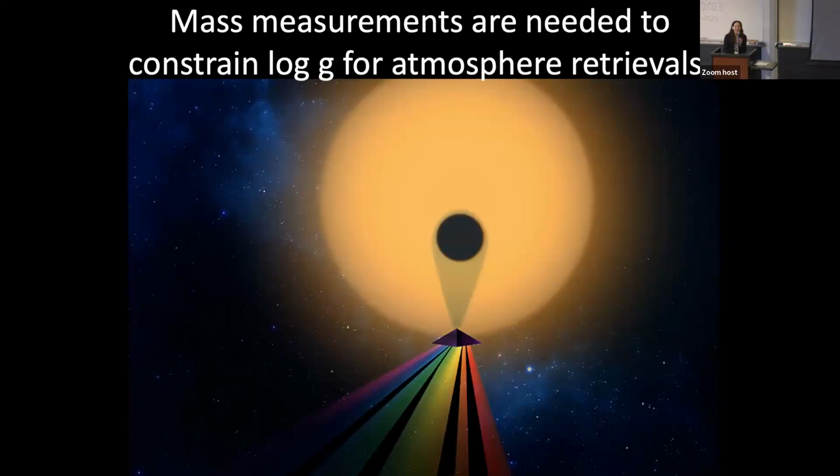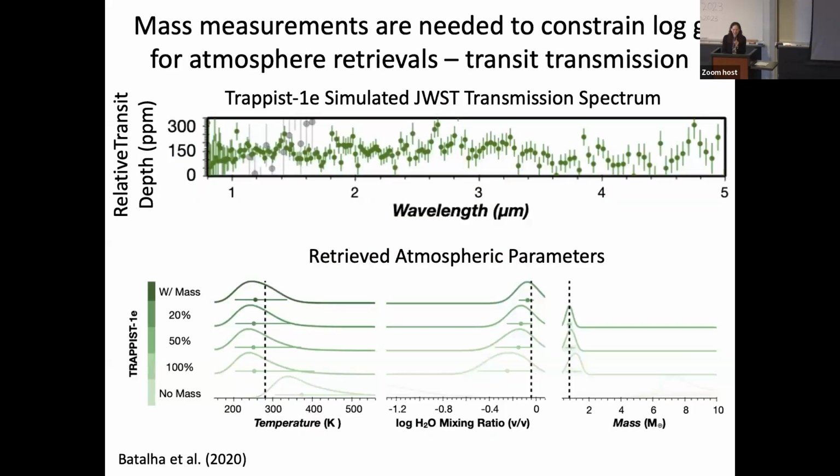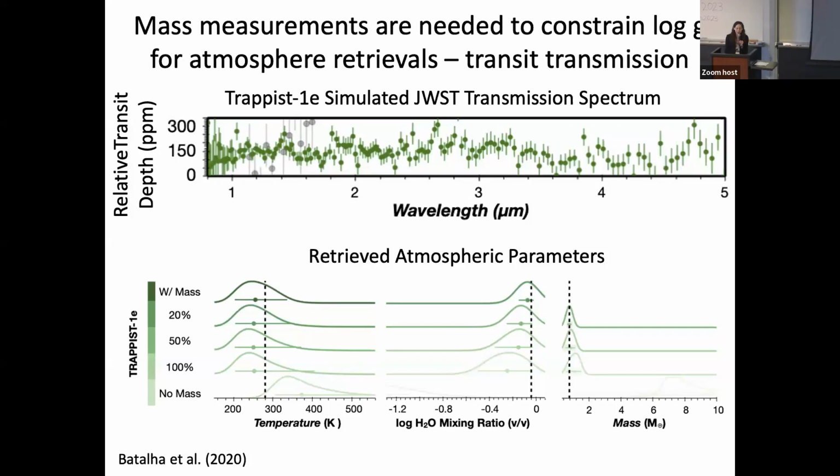Now, once you've actually gone and measured a transmission spectrum of the planet atmosphere, having measured the mass of the planet is very helpful in the retrievals. Here I'm highlighting plots from one of my fellow speakers in this session, showing for this simulated spectrum of TRAPPIST-1e, with a simulated stacking of 5 transits from JWST, how much better you can do in retrieving the temperature or the water mixing ratio in the atmosphere of the planet when you have a mass measurement. And this is especially true, as Natasha showed, for small planets.